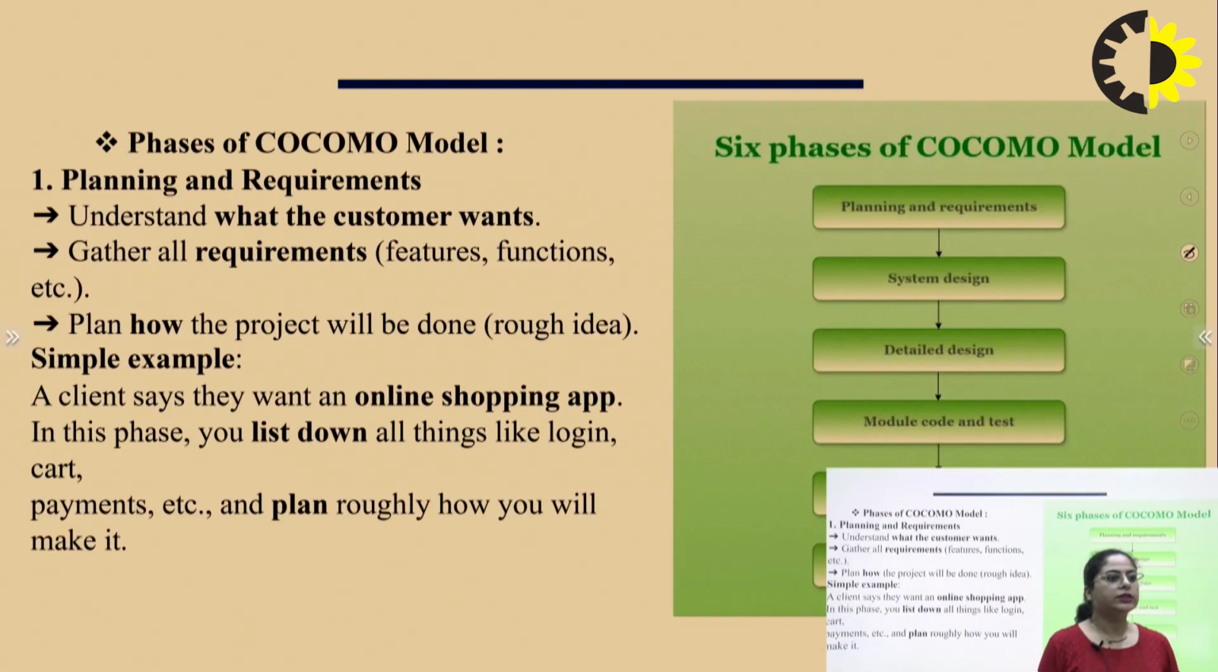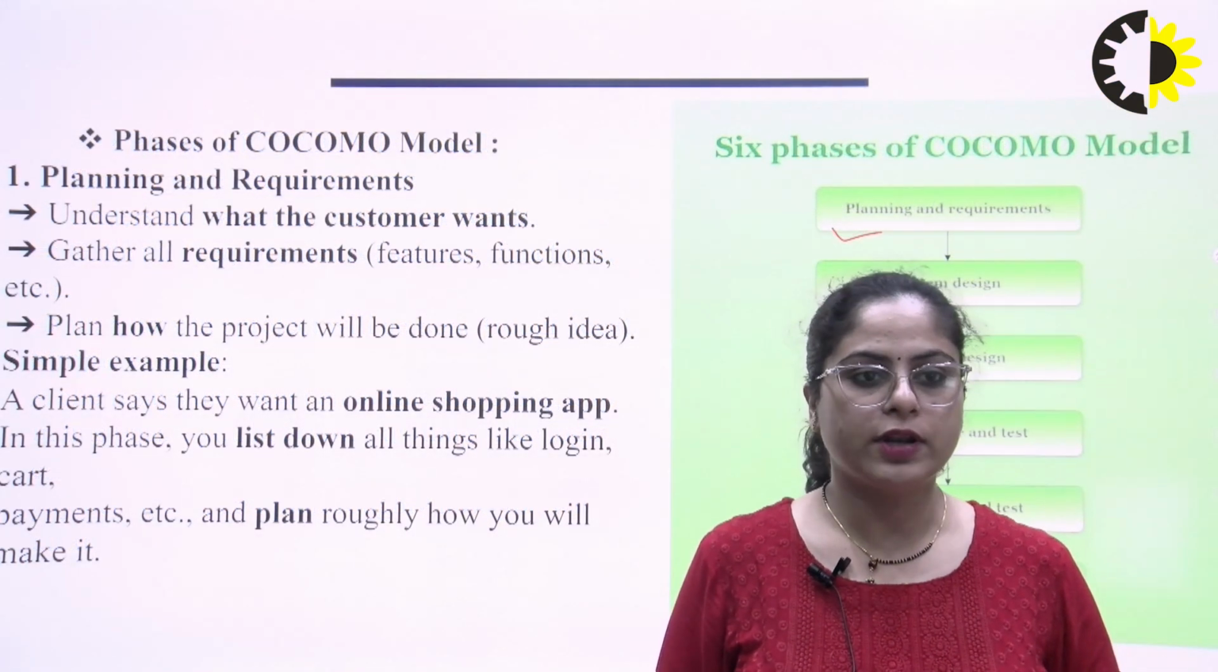After that, these are the phases of the COCOMO model. There are 6 phases of the COCOMO model: planning and requirements, system design, detailed design, module code and test, integration and test, and cost constructive model. Planning and requirements: understand what the customer wants, gather all requirements, and plan how the project will be done.